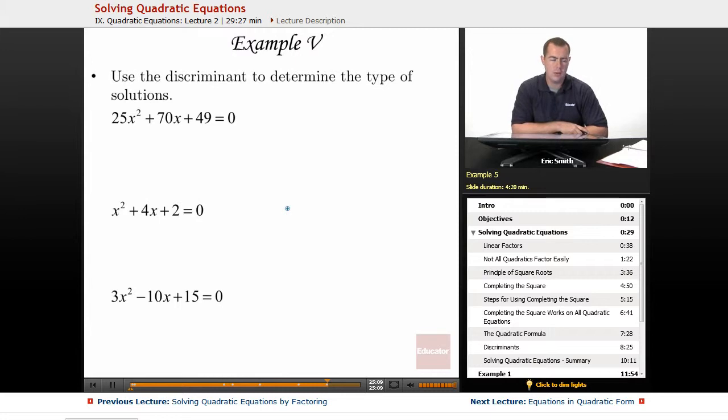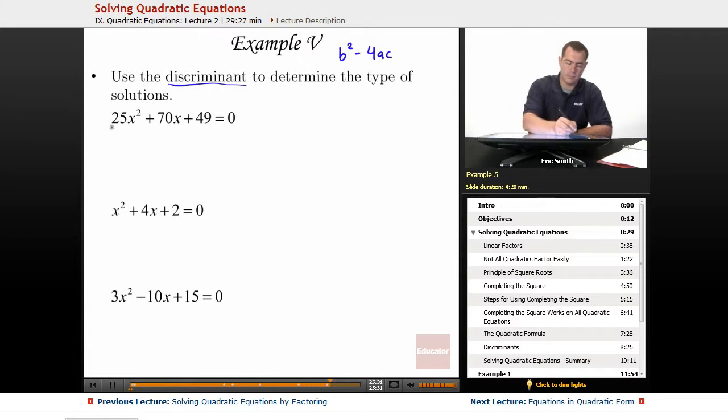All right, one last thing to do is to really use our discriminant to determine the types of solutions we'll get, no matter what method we use, by the way. And so the discriminant is just that part underneath the square root. So think of b squared minus 4 times ac. That is our discriminant. Now we can use this even though the numbers might get a little large. So here's my a, b, and c.